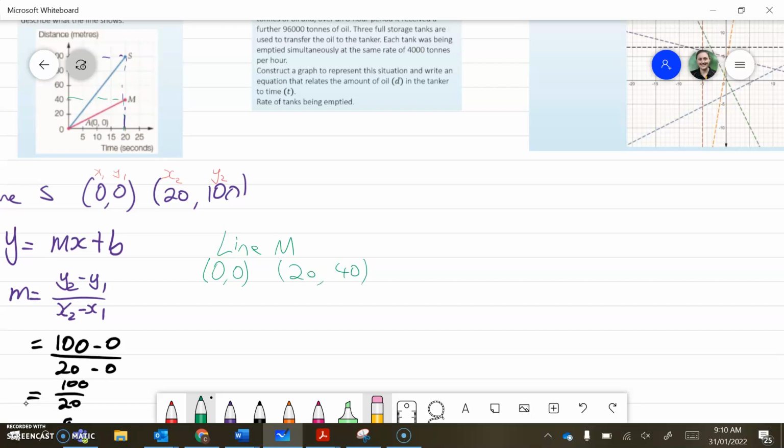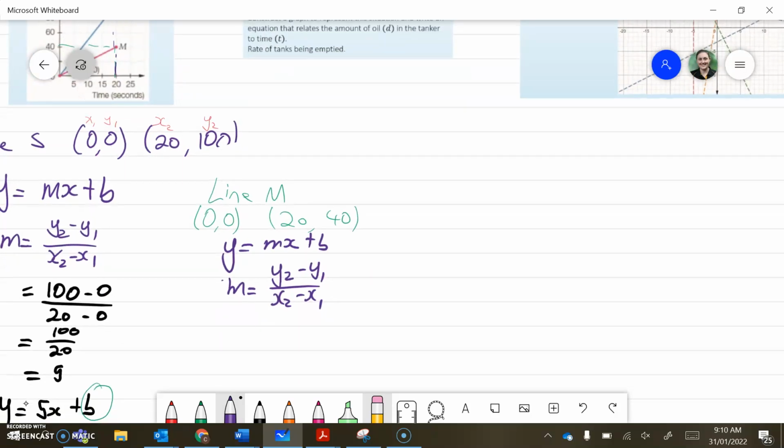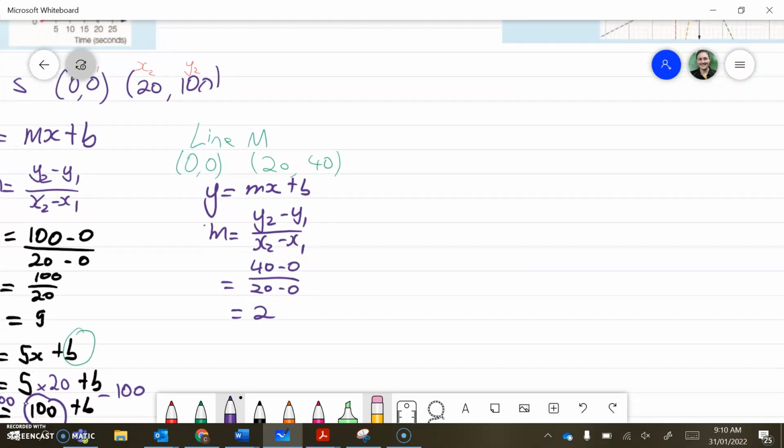I can follow the same process, so my equation of a line is y equals mx plus b. I want to determine what is my gradient. So that's the change in y over the change in x, or rise over run. So we're going to have 40 minus 0 over 20 minus 0. So our gradient is 2.